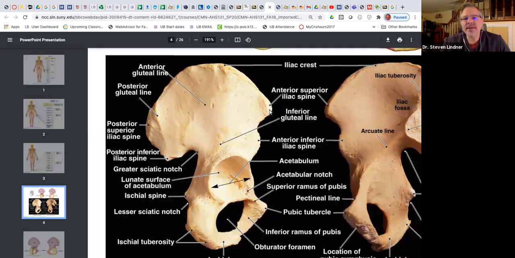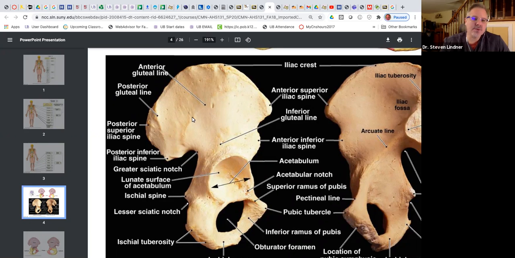When we drop inferior to that, there's another prominent structure. And again, remember I used the word inferior. I dropped inferior. It's still anterior, but it's inferior. So it's called the anterior inferior iliac spine. So there's an anterior superior iliac spine and an anterior inferior iliac spine.